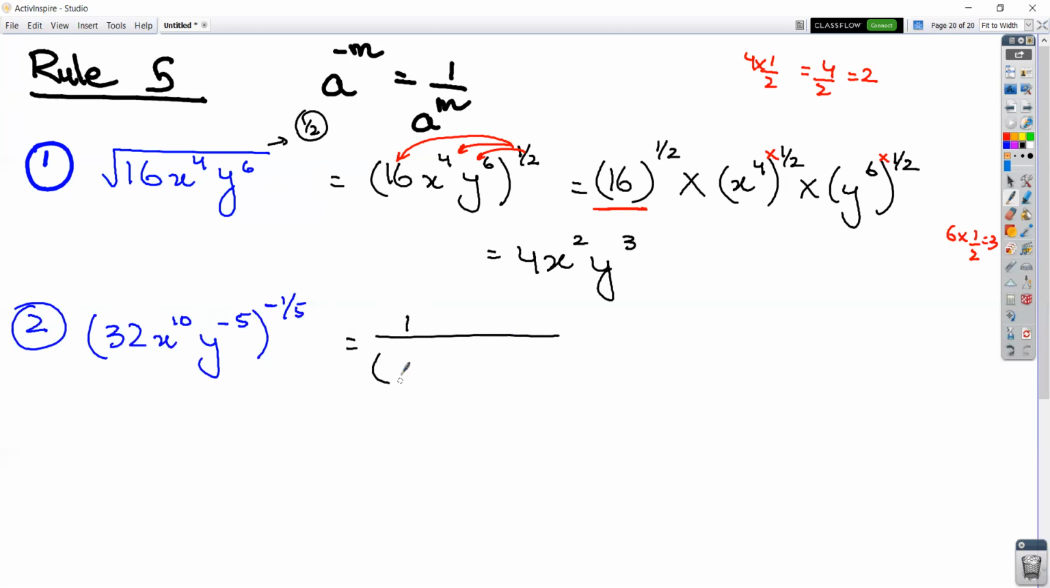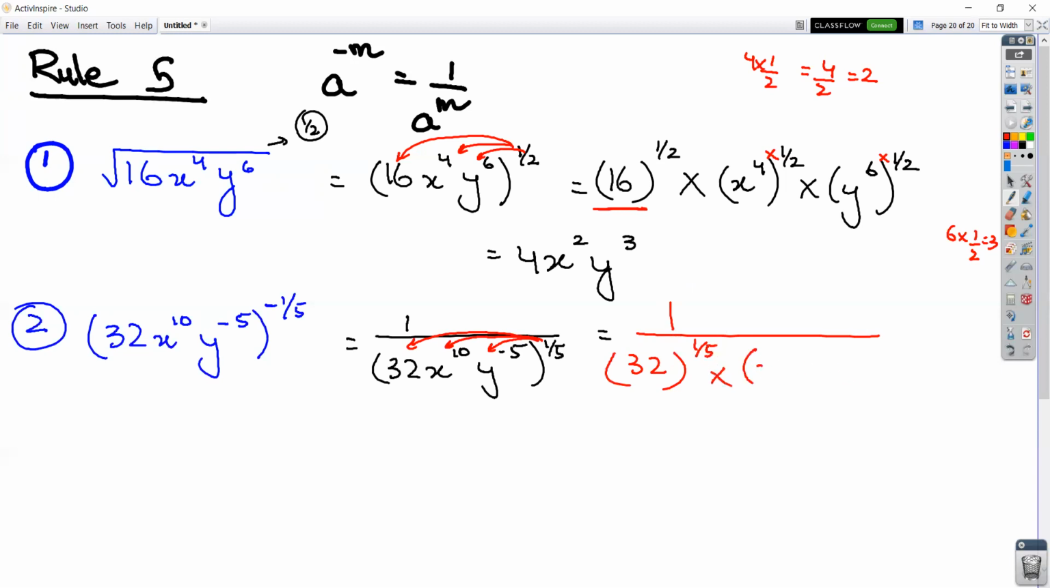So we'll now have 1 over 32 x power 10 y power minus 5, and the whole power, instead of minus 1 over 5, is now 1 over 5. Again, we give the power 1 over 5 to each term inside the bracket. So this power 1 over 5 goes with 32, then with 10, then with minus 5. We write 32 to the power 1/5, multiplied by x power 10 to the power 1/5, and y power minus 5 to the power 1/5. We'll do the simplification now.